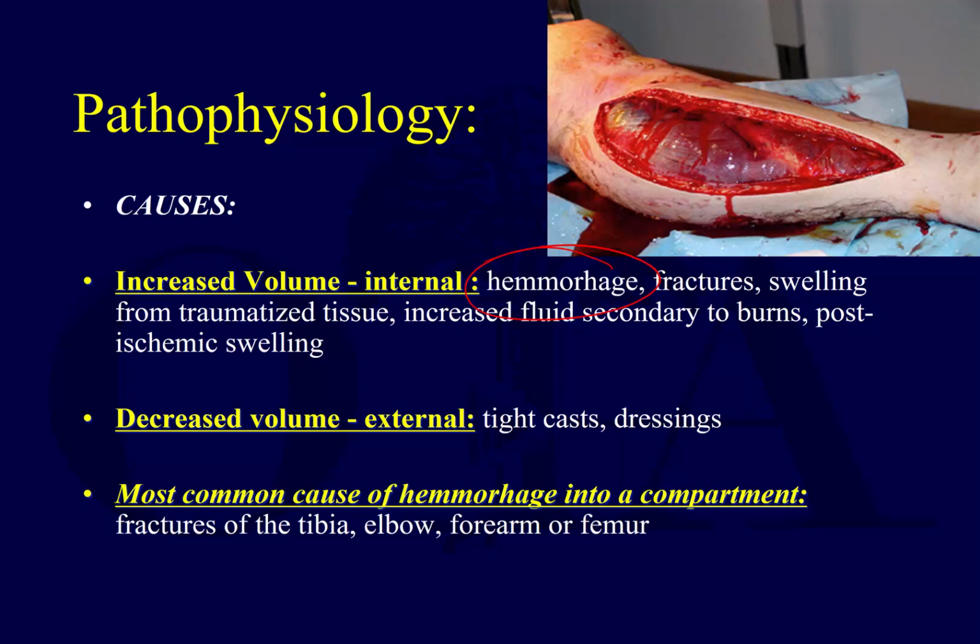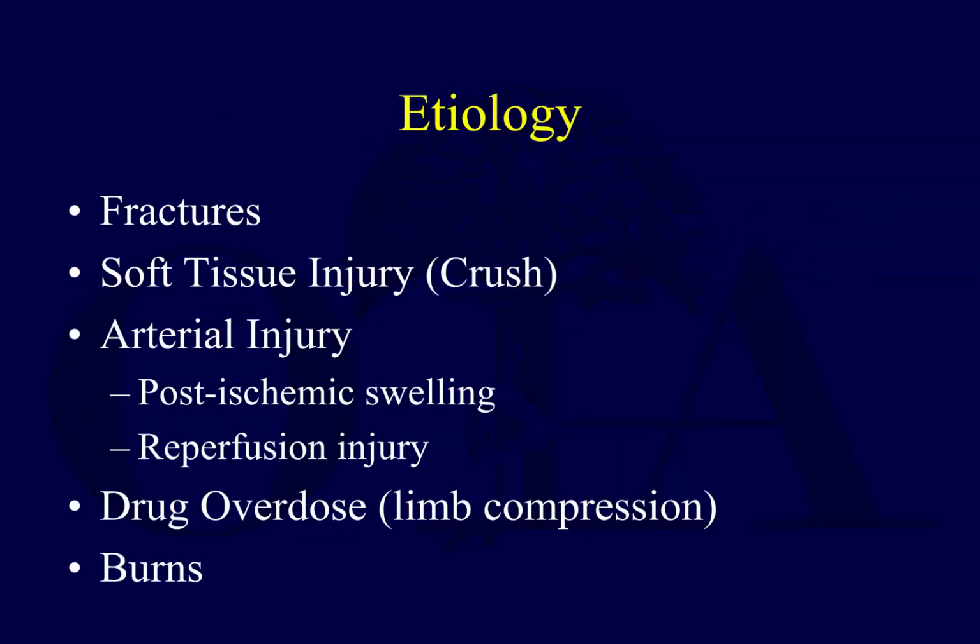Well, you can also have decreased volume because of external pressure. So you put a cast on that's too tight, or dressings that are too tight, and you're essentially squeezing from the outside. And typically what we really see a lot of times when patients come in and then develop this overnight is hemorrhage into the compartment. So it's oftentimes from bleeding with a fracture and soft tissue swelling as well. But a lot of times this hematoma in there is going to cause this. So fractures, soft tissue injury, crush injury, right?